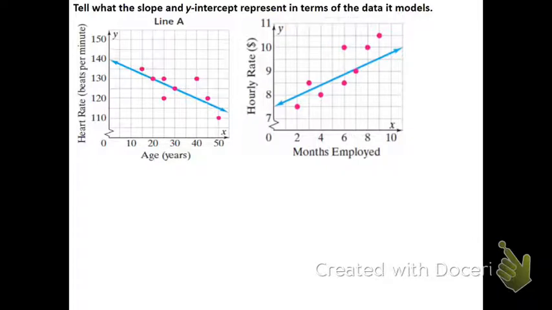For this one, we're going to talk about what the slope and the y-intercept mean in these. For this first one, this is actually that same one. As I'm moving to the right, that's the age that people go. And in the other direction, my y direction, my heart rate is, as we can see, going down. So what we need to remember is that our slope is our rise over our run.